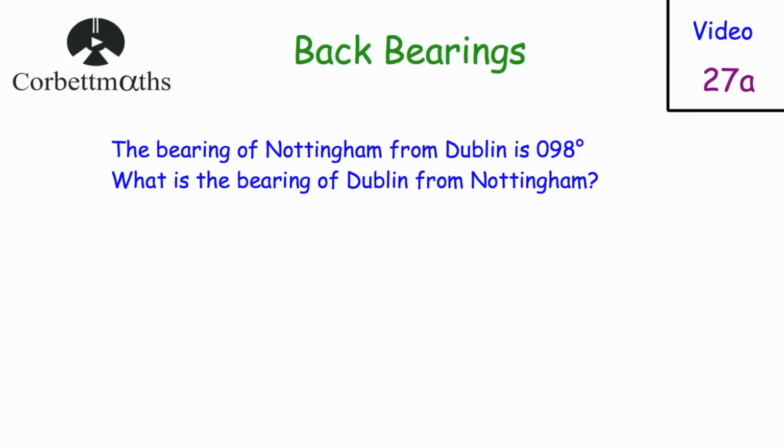There are two different ways you can approach this. The first way is just a little sketch. The bearing of Nottingham from Dublin. So let's do a little X for Dublin, and label that Dublin. Then we've got Nottingham, and it's on a bearing of 098 degrees.